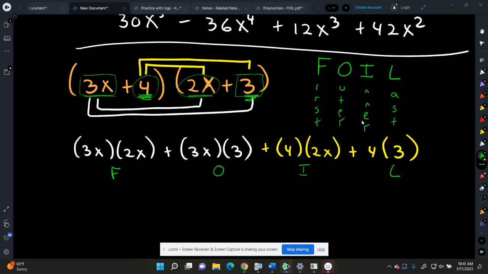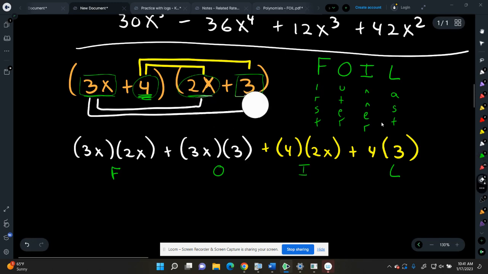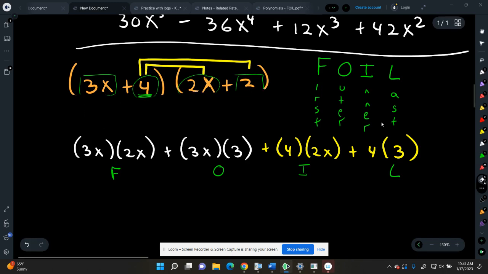Can you do 3x times 2x plus 3 plus 4 times 2x plus 3? Absolutely. All those numbers. I'm glad you said that because that's a really good alternative. And it might be easier for some people.